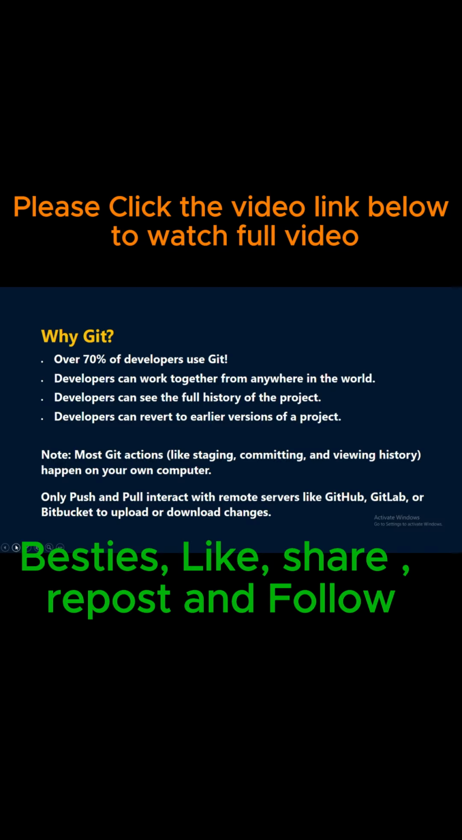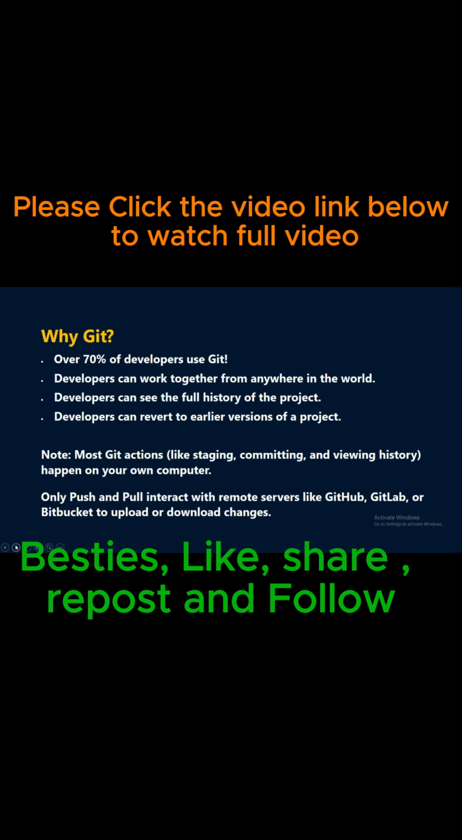Developers can work together from anywhere in the world and collaborate with each other. Developers can see the full history of the project, which is one thing that makes Git very important. Developers can also revert to earlier versions of a project.